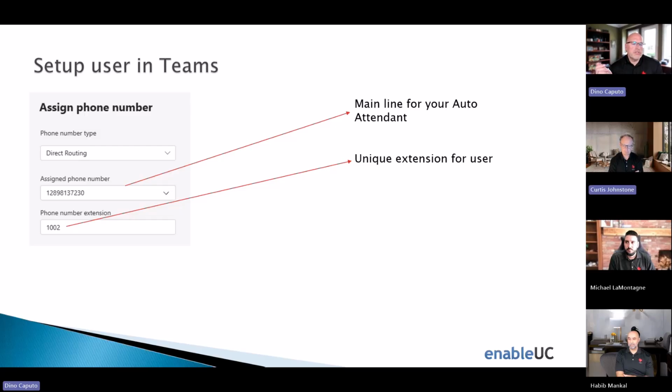But the key part here is we're using the phone number type of direct routing, and you're going to assign them a phone number and an extension here. The phone number is usually associated with an auto attendant, so your main line, for example. That could be the common baseline number that I call, and then you would have a bunch of extensions. In this case, we're configuring it with 1002.